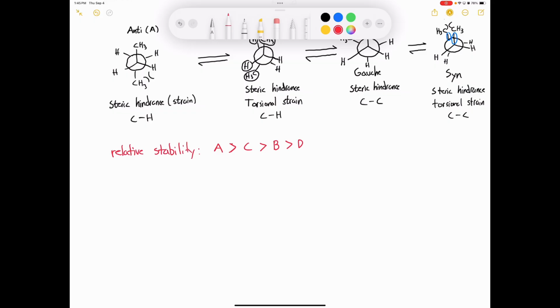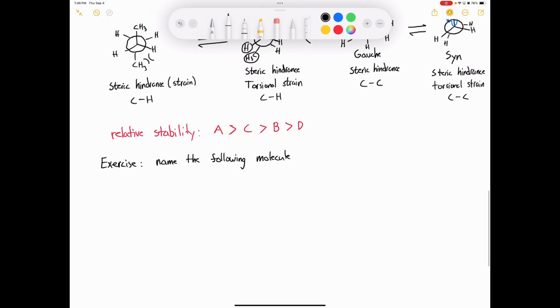All right. Now I might think we're done, but there's one layer we could add to this. What if I asked you to name a compound, but I gave it to you in a Newman projection? Let's try that. Here's the exercise I want us to do with Newman projections. I already drew everything. Name the following molecule, and then we'll take a little break.